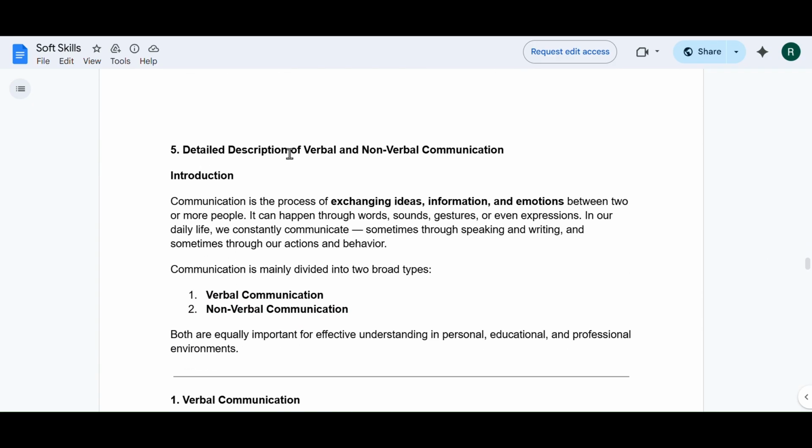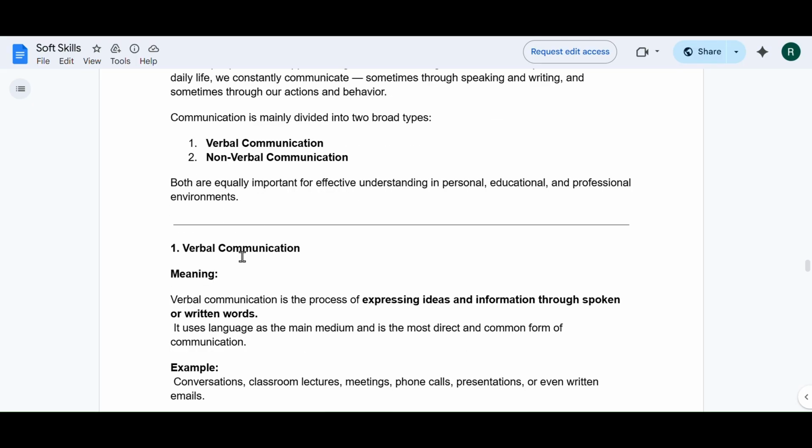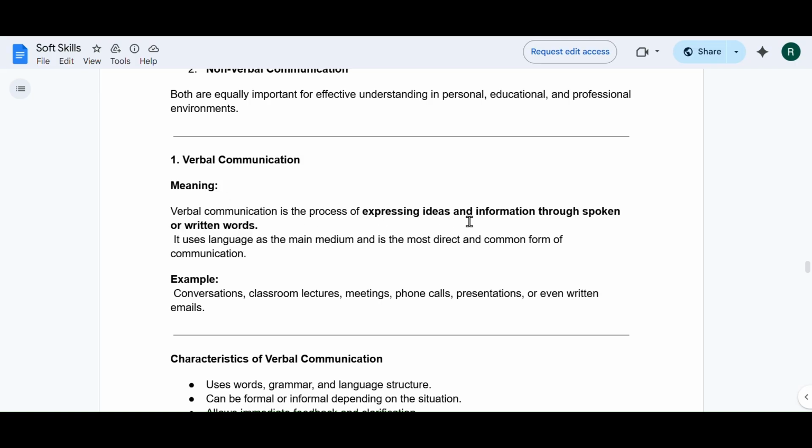So the next question is a detailed description of non-verbal and verbal communication. What is non-verbal and verbal? We discussed earlier. So again let us discuss very simply. Verbal communication is the process of expressing ideas and information through spoken or written words. It uses language as the main medium and it is the most common form of communication. It is about just expressing ideas and information. It can be speaking or it can be writing in words. It uses languages as a main medium like English, Telugu, Hindi, Kannada. All these are main mediums for verbal communication. For example, conversations, classroom lectures, meetings, phone calls, presentations, or even email writing also come under verbal communication.